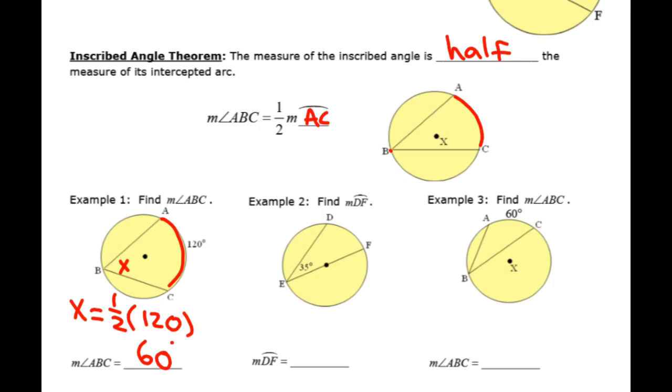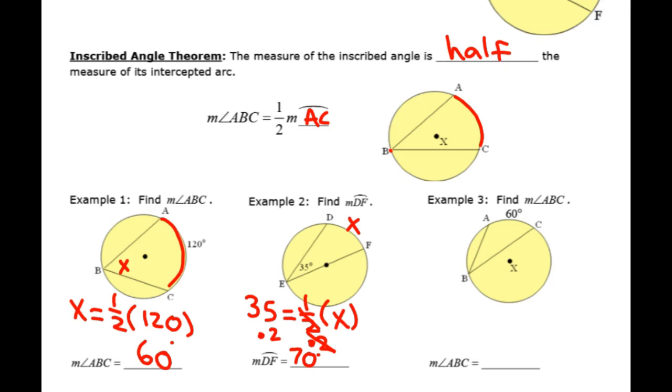But what about example 2? What if you know the angle, but you're missing the arc? So angle equals half the arc. How do I solve for x? What do I do to get rid of the half? Times 2. 35 times 2? 70 degrees. So if you have the inscribed angle, you double it to get the intercepted arc.